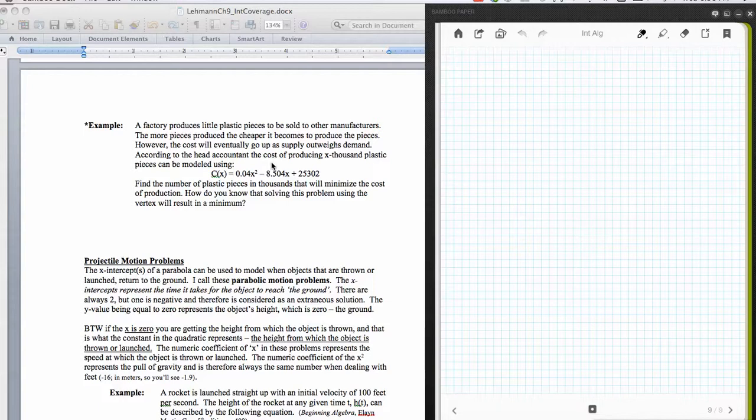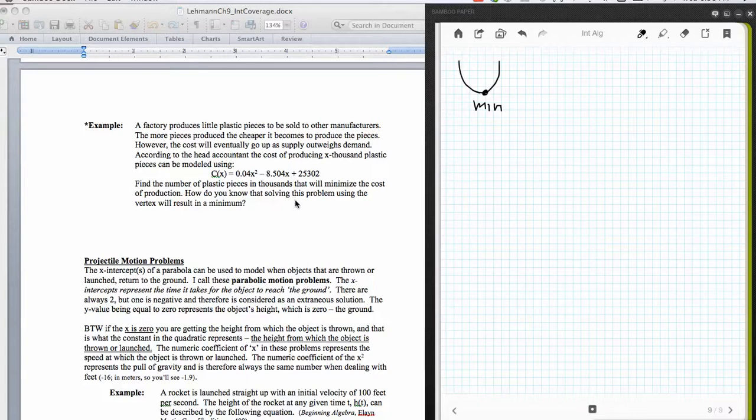According to the head accountant, the cost of producing X thousand plastic pieces can be modeled using the following quadratic function. Notice how this quadratic function has a positive a. That positive a is telling us that it's going to have this shape, which means that the vertex is down here and this is going to result in a minimum for us. So we want to find the number of plastic pieces in thousands that will minimize the cost of production.